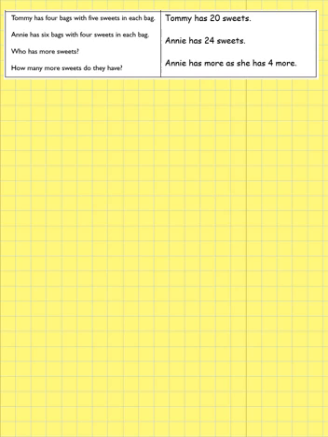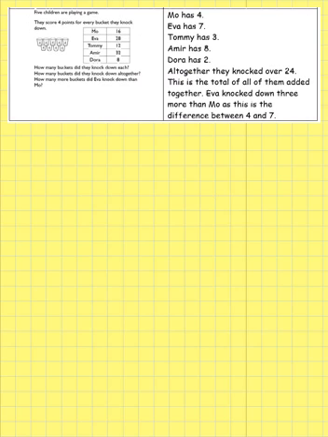So let's look at this last challenge now, which again, I was really impressed with some of the answers that I saw. Lots of really good explanations with this one, well done. 5 children are playing a game. They score 4 points for every bucket they knock down.